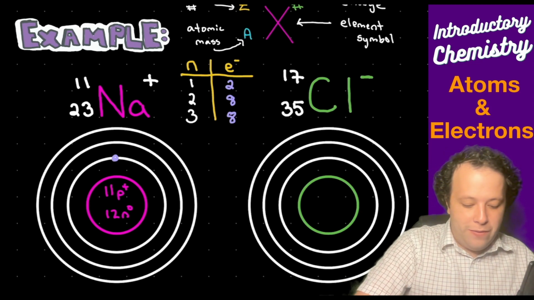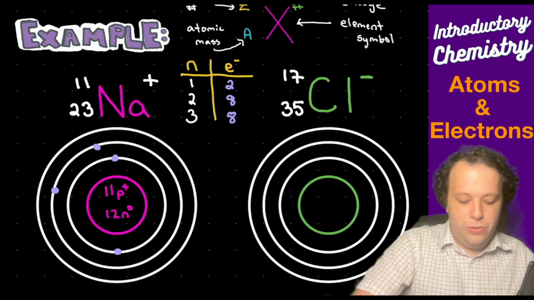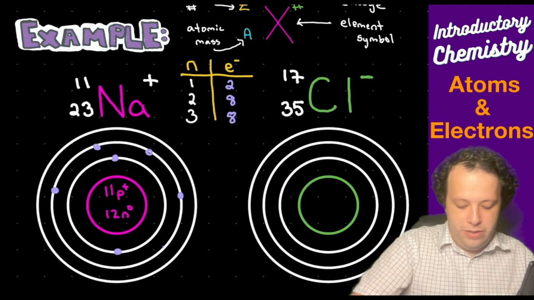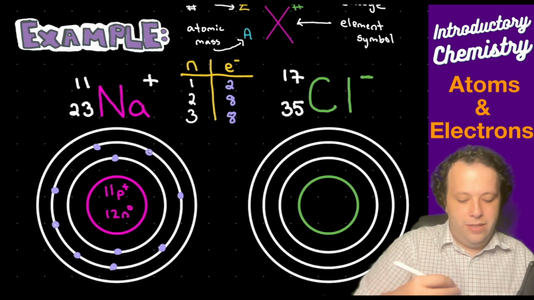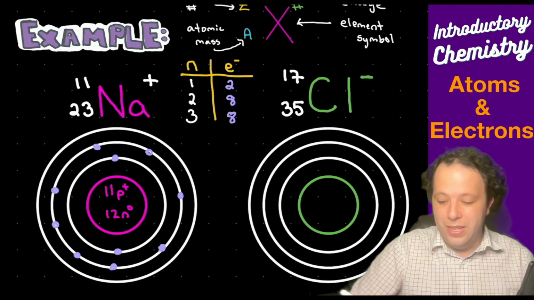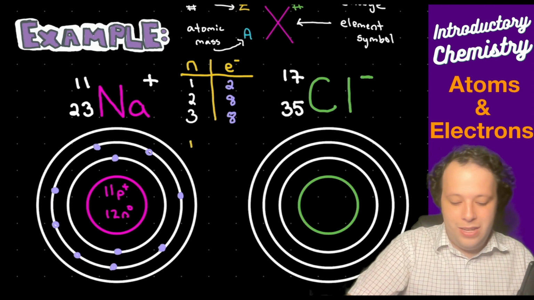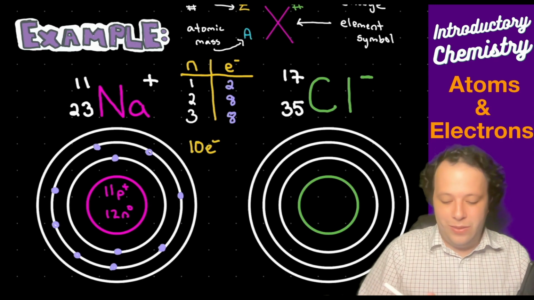And remember, we have 2 electrons in the first level. We have 8 in the second: 1, 2, 3, 4, 5, 6, 7, and then 8. So that is a total of 10 electrons, which is how many we have in a positive sodium ion. Sorry, not atom. Okay.